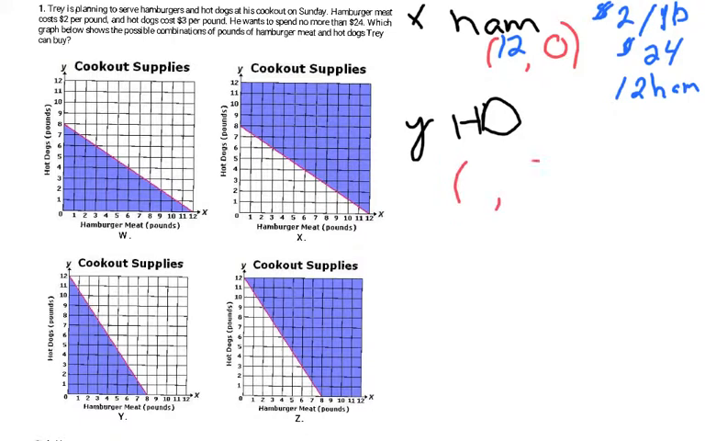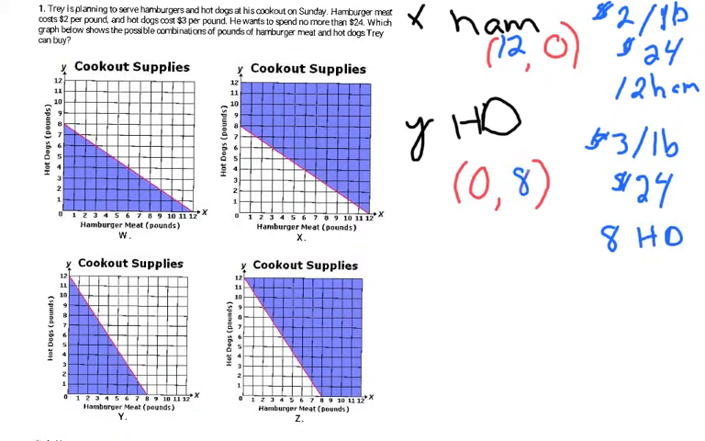Okay, so this time around, if I get only hot dogs, I'm getting 0 hamburgers. So that means my X coordinate for hamburgers is going to be 0. So same thing, only this time the cost of hot dogs is $3 a pound. And I still have that $24 at the most I can spend. So if I spend all of it, I can get 8 pounds of hot dogs. So that means my coordinate here is going to be 0, 8.